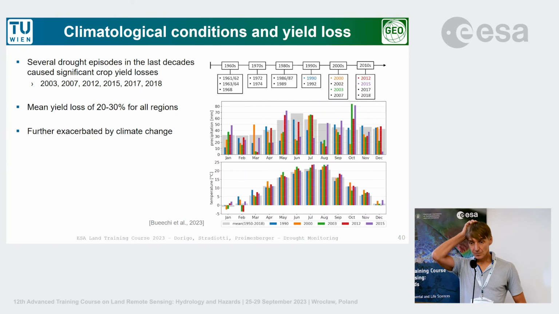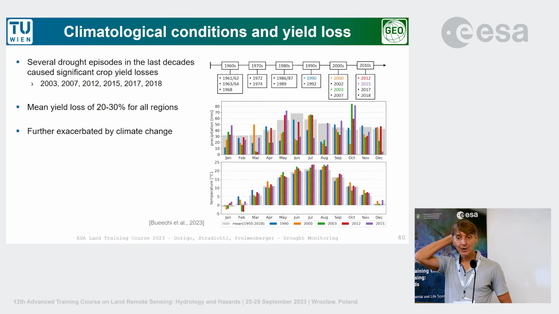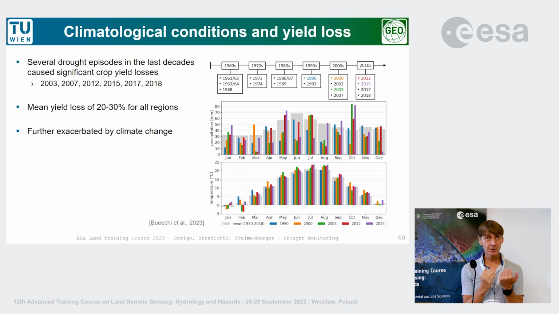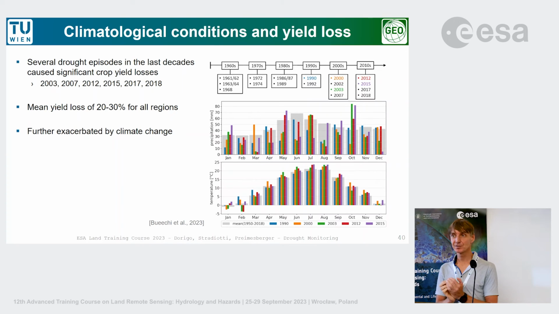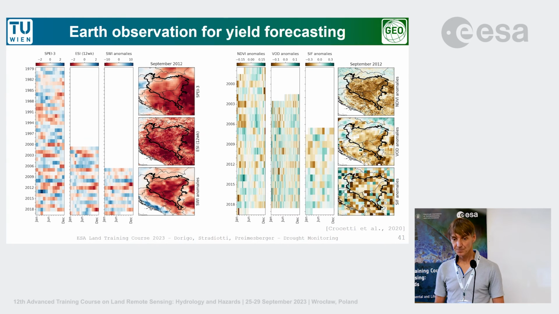Typically these drought episodes led to crop yield losses, which is no surprise. And in this region, about 20 to 30% of the yields are actually lost because of drought. That's significant. That's 1/3 of the normal yield that is not there to be sold. So that has an enormous impact on the economy. And this is said to be exacerbated by climate change.